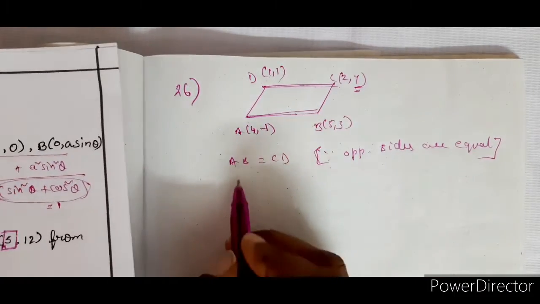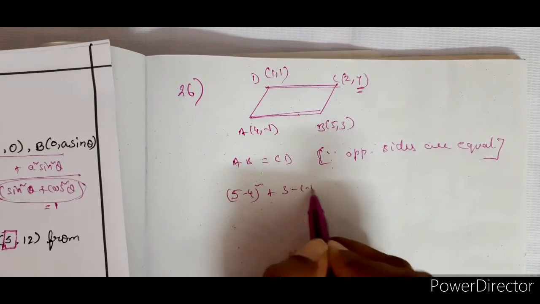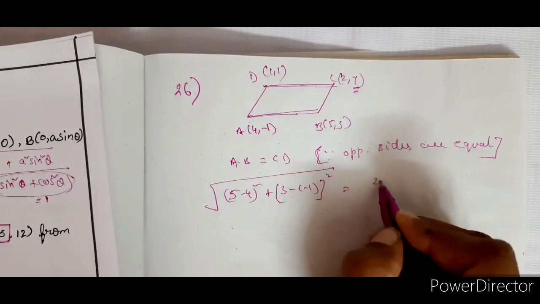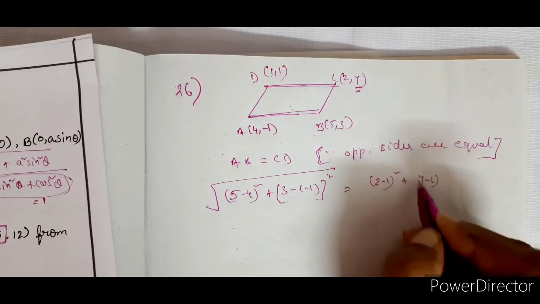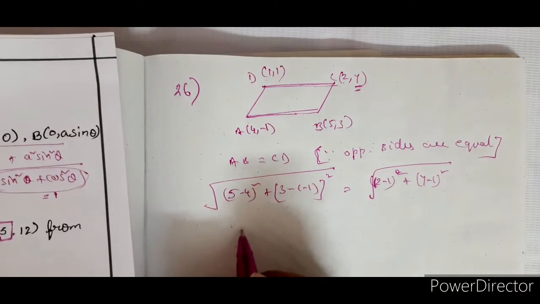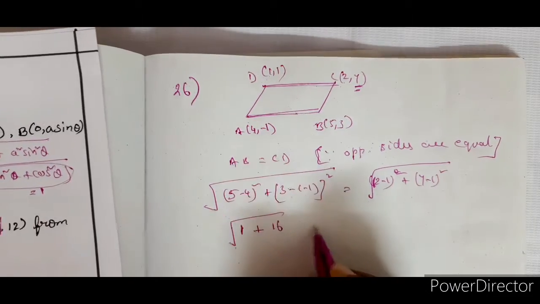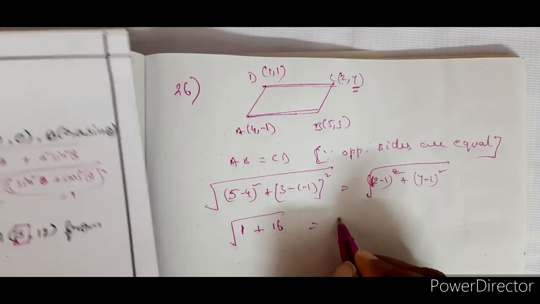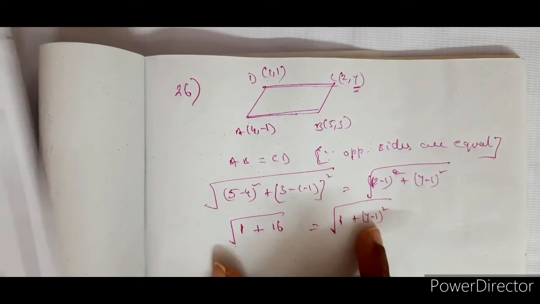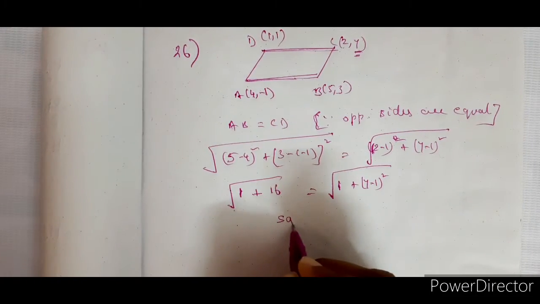So now you equate AB: 5 minus 4 whole squared plus 3 minus of minus 1 whole squared, under root, is equal to, using this one, 2 minus 1 whole squared plus y minus 1 whole squared, under root. Now 5 minus 4 is 1, 1 squared is 1, 3 plus 1 is 4, 4 squared is 16, under root, which is equal to 2 minus 1 whole squared, that is 1, plus y minus 1 whole squared, under root, as it is. Now you have a root on both sides, so it is easy to solve: square on both sides.